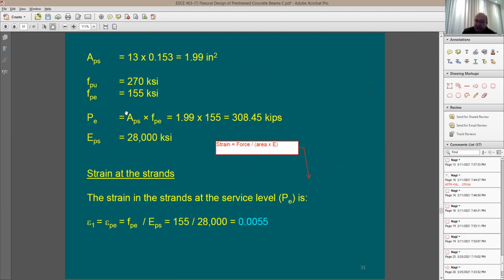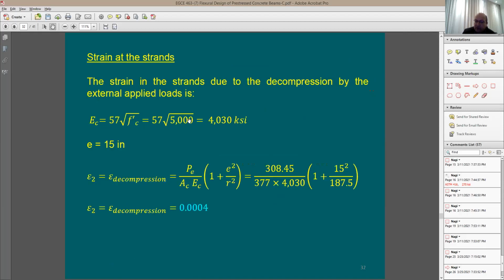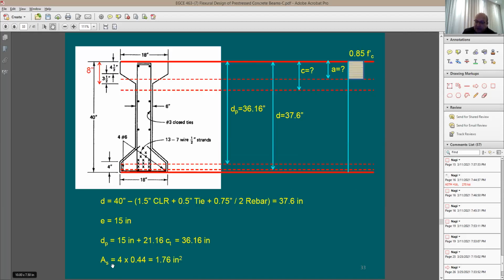APS that I just calculated out, I'm just going back here to it, is going to be almost 2 square inches. But AS for the conventional rebars is going to be 4 number 6s. And I have 0.44 for 1 number 6. I have a total of 1.76 square inches. So now I have AS.